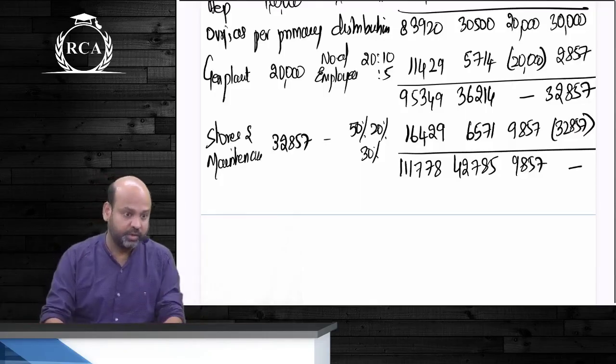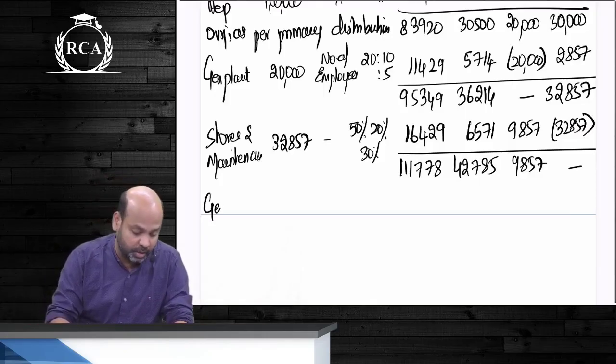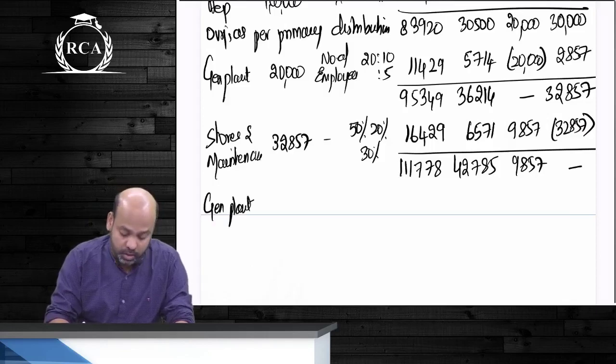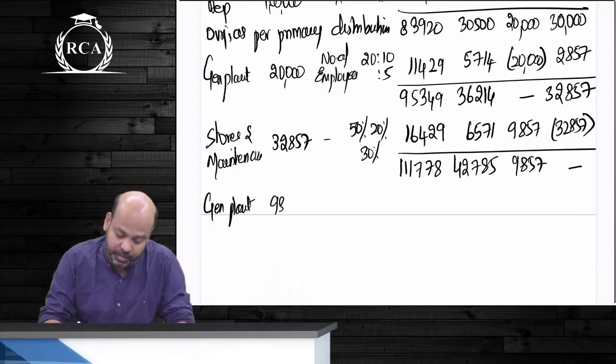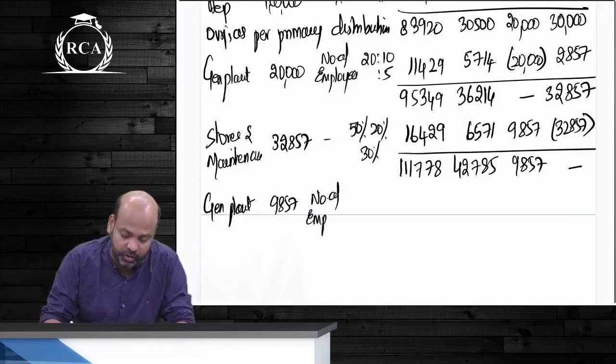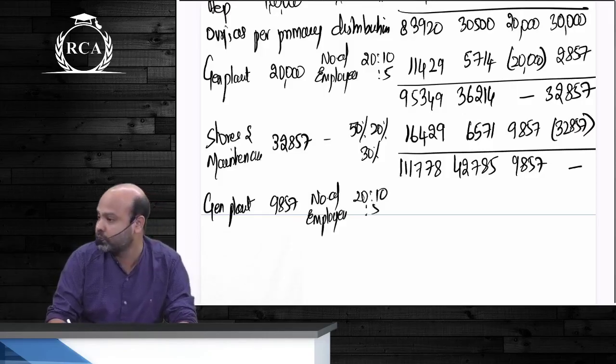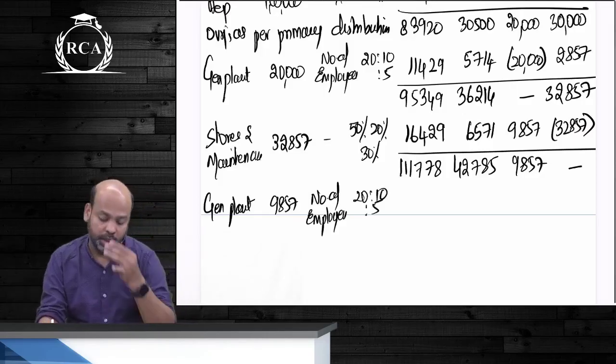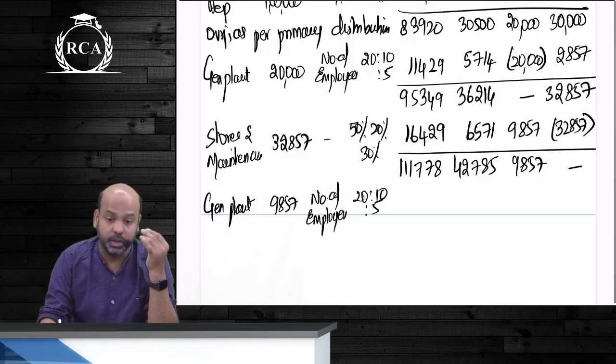After this, beta, we will have to reapportion general plant. We'll have to reapportion general plant. The amount is 9,857 again on the basis of number of employees. The ratio, beta, is 20:10:5. 9,857 beta into 20 divided by 35.